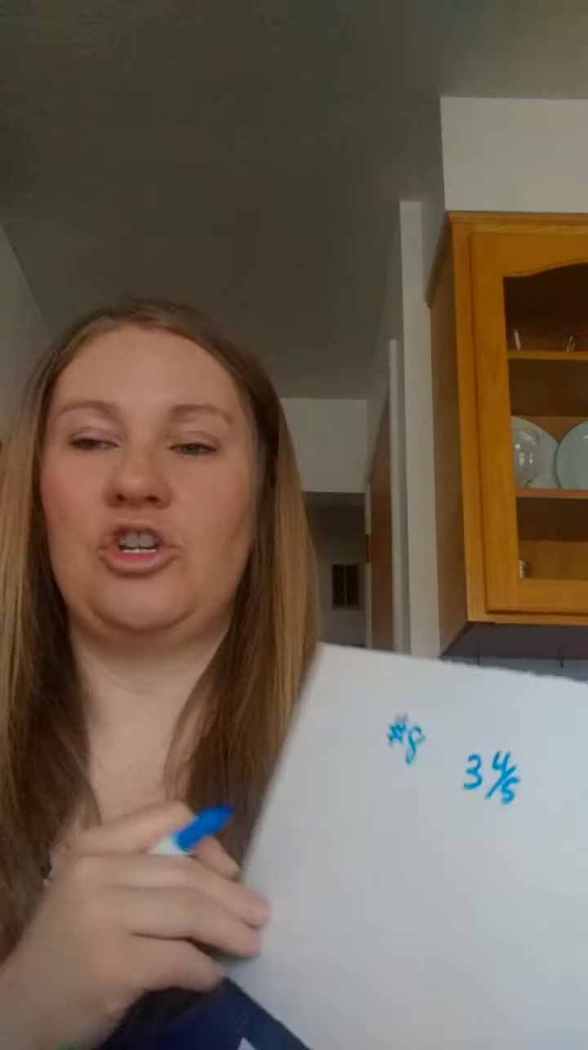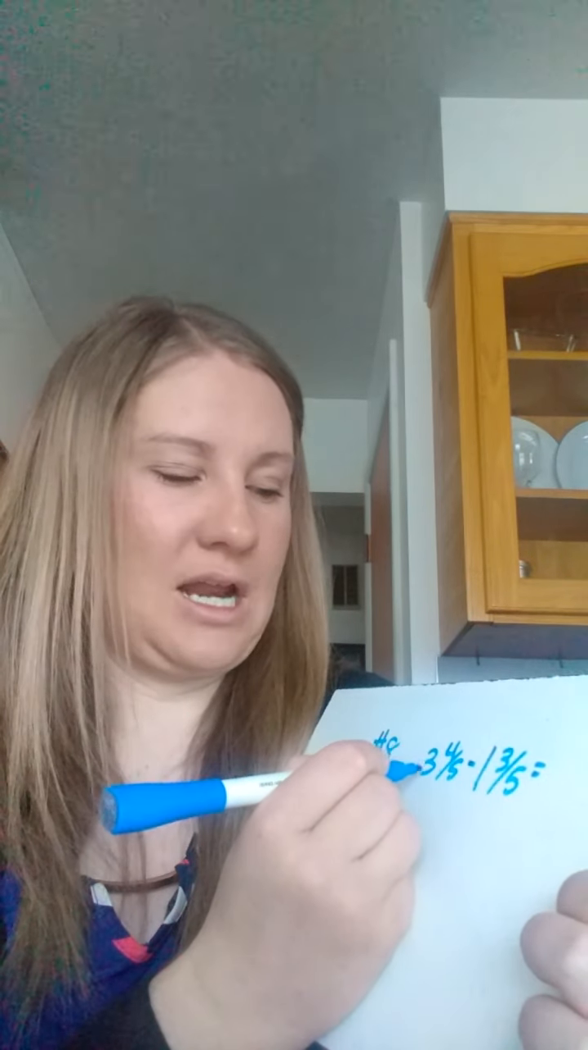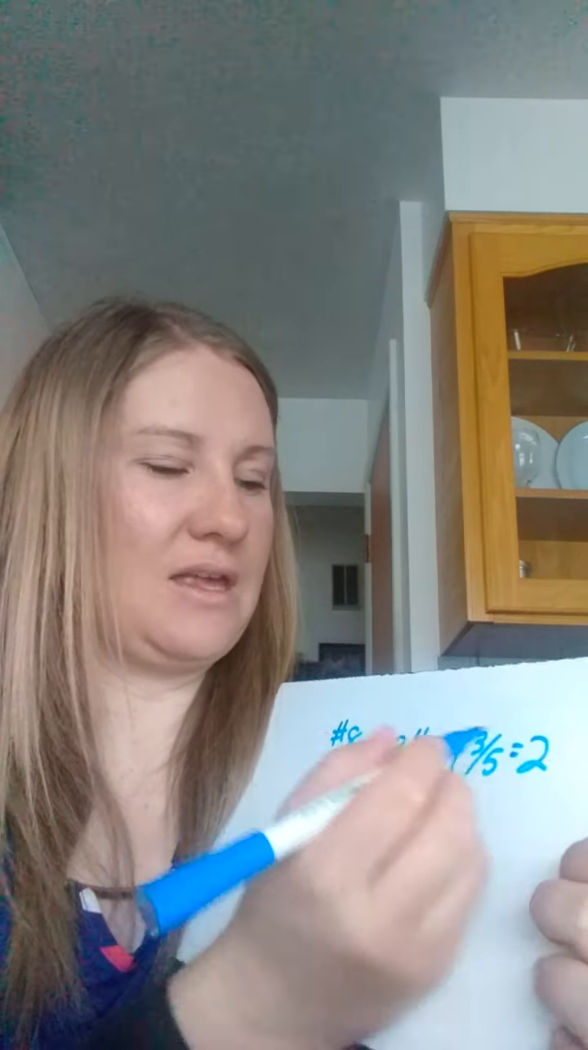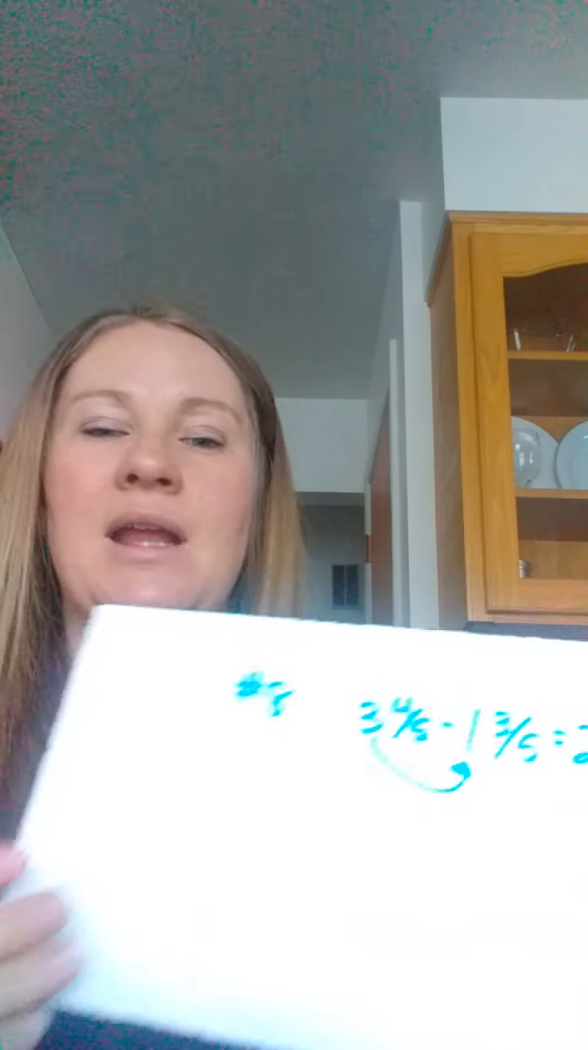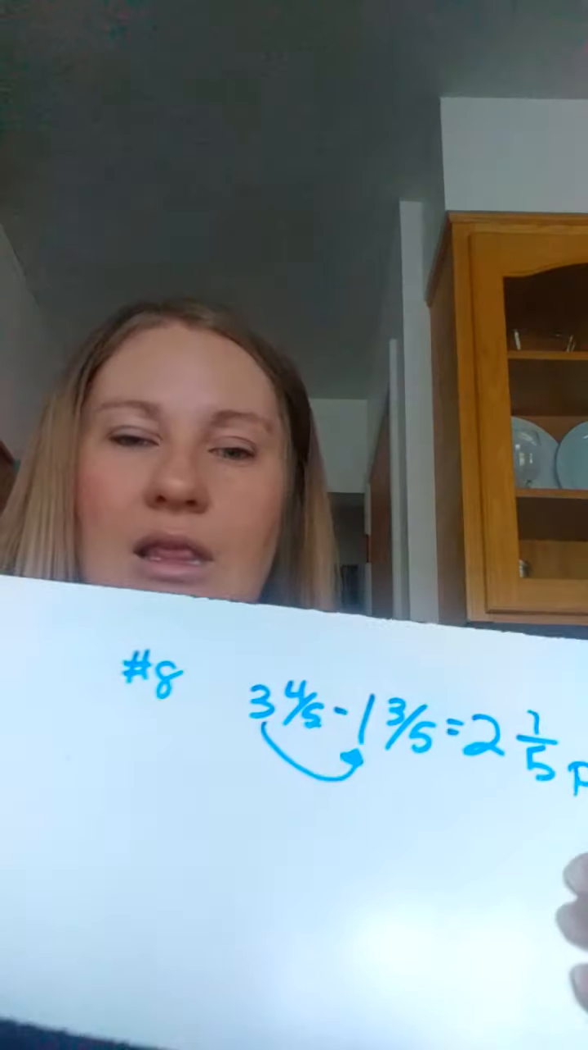We are almost there. We're to number 8. There were 3 4/5 pot pies in the chef's kitchen. The chef removed 1 3/5 pot pies. How many pot pies remain in the chef's kitchen? So my first thing that I do is, if you remember from the video, is I will subtract. 3 minus 1 is 2, and then 4/5 minus 3/5, so we'll bring over our denominator of 5, and then 4 minus 3 is 1. So we have how many pot pies left? We have 2 1/5.